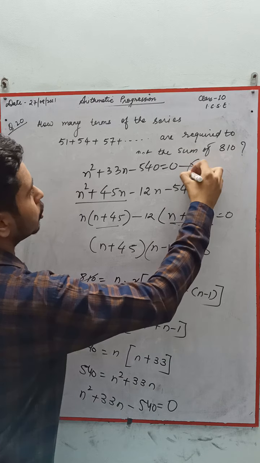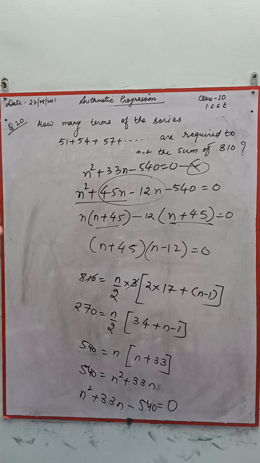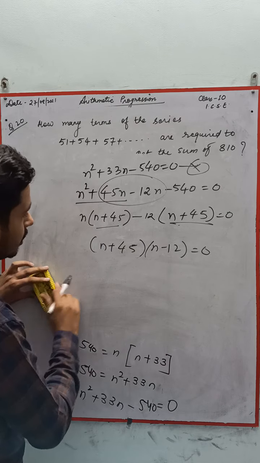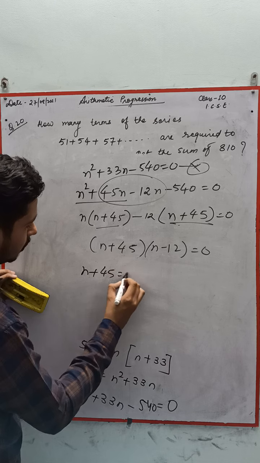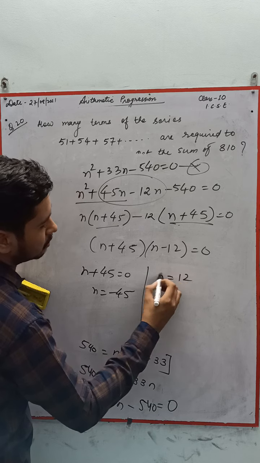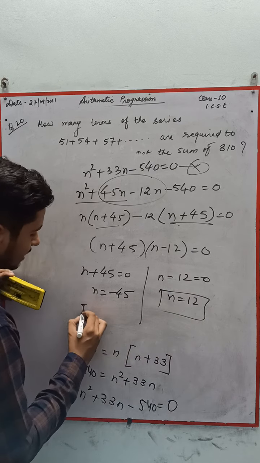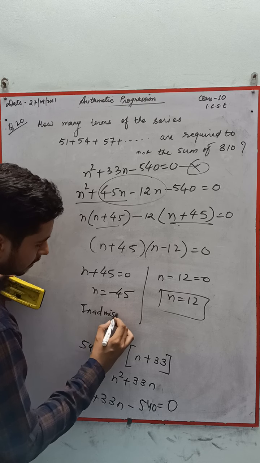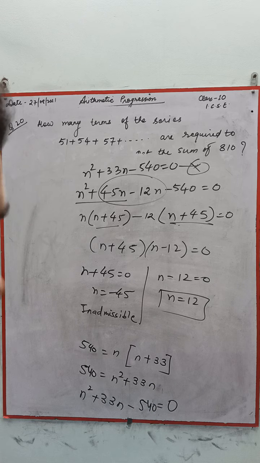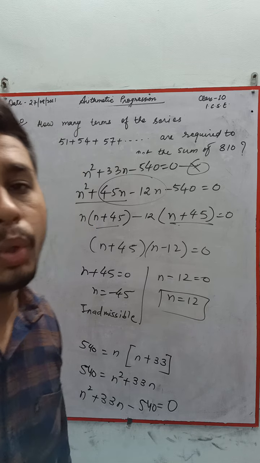If you don't know what to do after this step, or if you cannot think of such two factors, you can go for the formula method. That is an easy formula for you. At first, n plus 45 equal to 0, here n is equal to minus 45, and here n minus 12 is equal to 0, so n is equal to 12. This is inadmissible. Why? Because n cannot be negative, the counting cannot be done in negative. That is why this is inadmissible, and this is the admissible result, that is n is equal to 12.